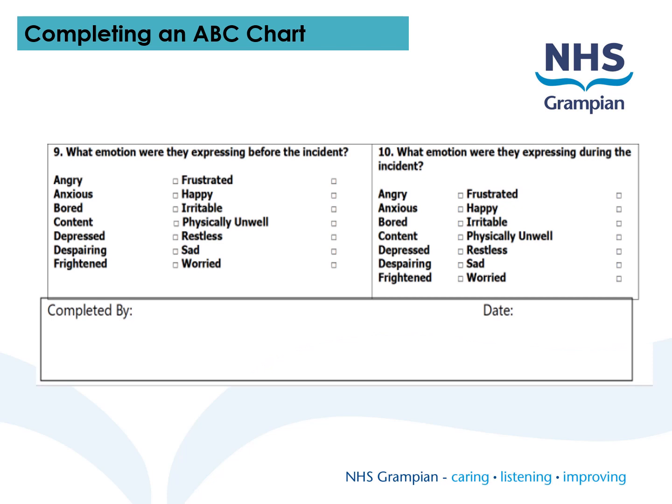In this part of the ABC chart, you're asked to identify any emotions that were expressed before and during the incident. This is to identify perhaps any emotions or any needs that were not being met prior, leading to the exacerbated distress and the emotions that were felt during the incident. So for example, if the person was quite bored, a bit restless, that might help us to identify the need for activity. And if they don't have that activity, they might become irritable or a little bit frustrated with having nothing to do.